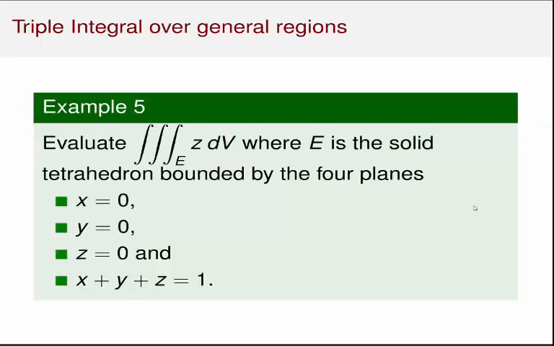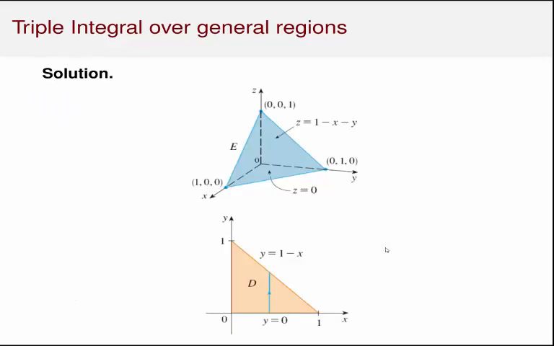Here's the first one. We want to evaluate the triple integral of z over the solid E, which is the tetrahedron bounded by the following four planes. So first of all, let us visualize the tetrahedron. Well, this is the solid given by the blue region here in the figure.